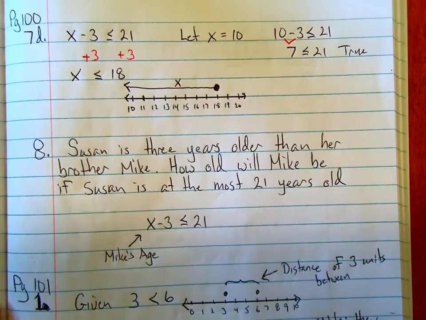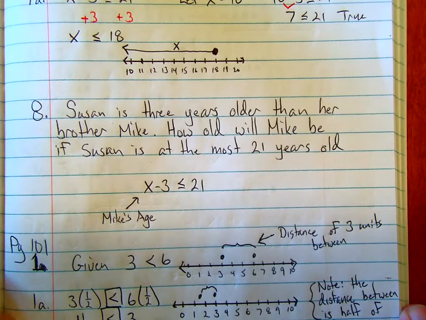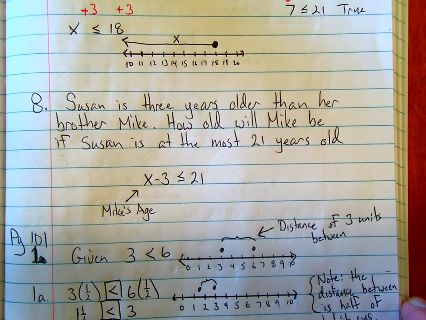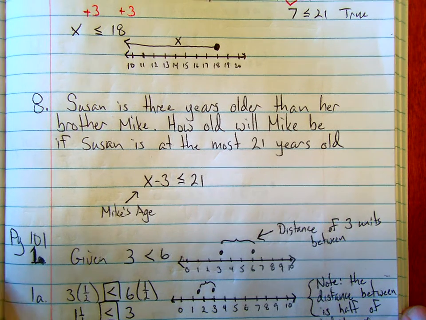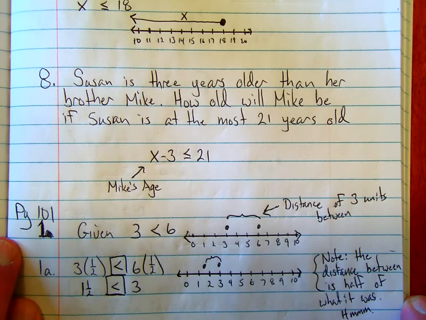Number 8 just asks us to make up our own. I just used my sister. Susan is 3 years older than her brother Mike. That would be me. How old will Mike be if Susan is at the most 21 years old? Then my age is 3 years less than that. That was the x minus 3 less than or equal to 21.